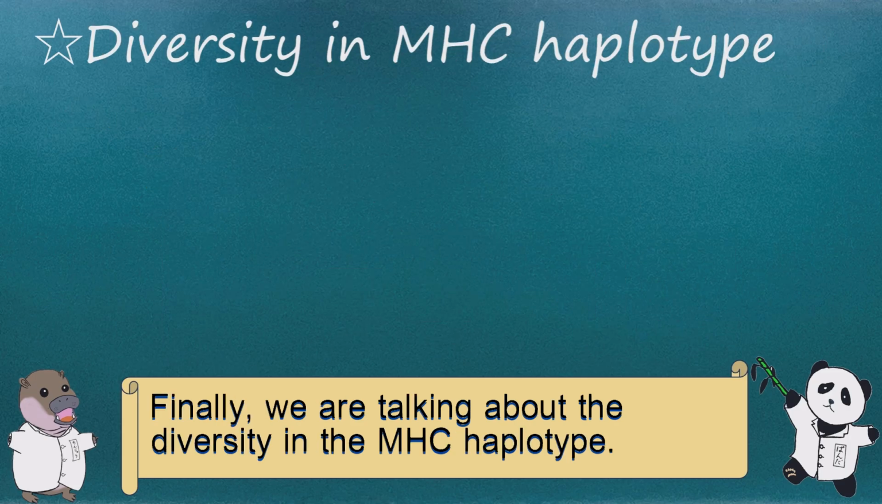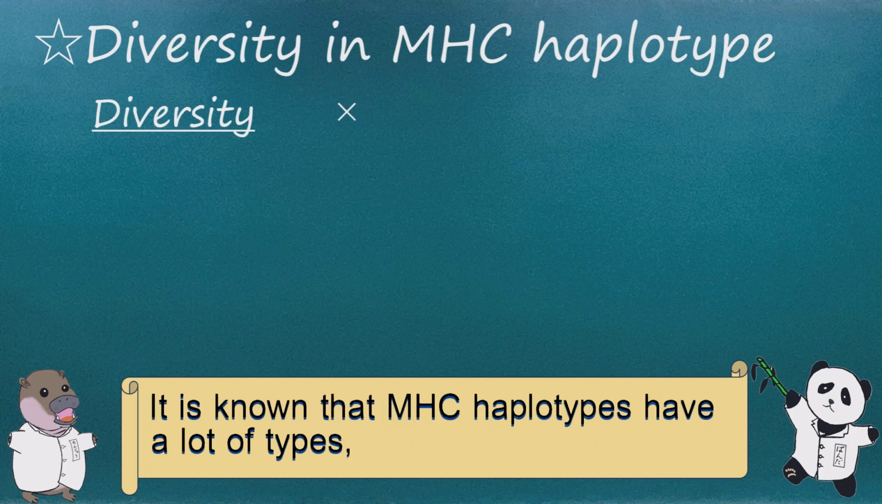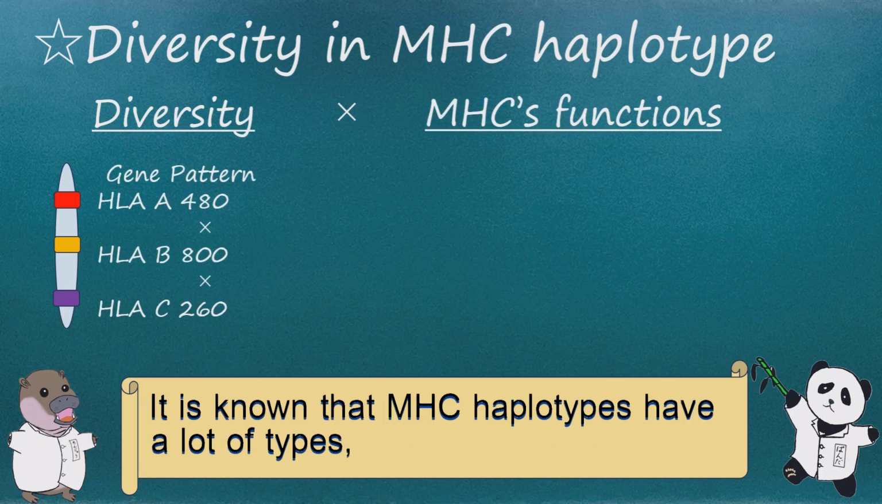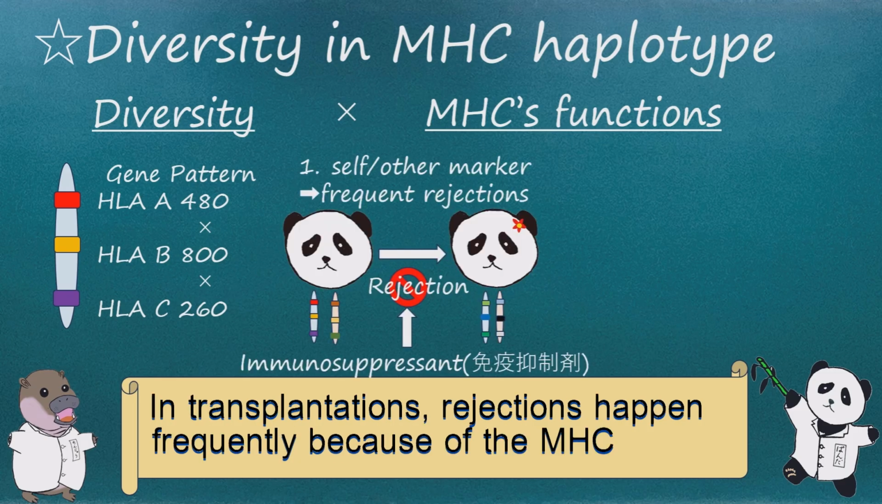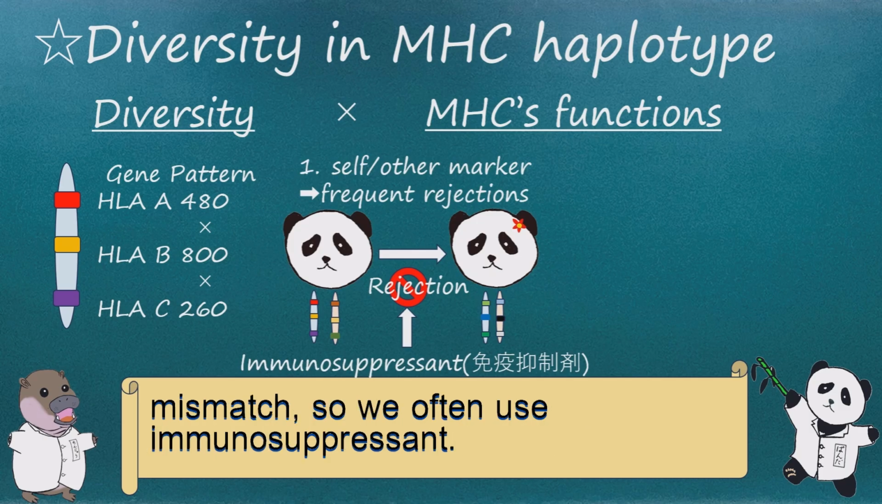Finally, we are talking about the diversity in the MHC haplotype. It is known that MHC haplotypes have a lot of types, and different people have different MHC haplotypes. In transplantations, rejections happen frequently because of the MHC mismatch, so we often use immunosuppressants.